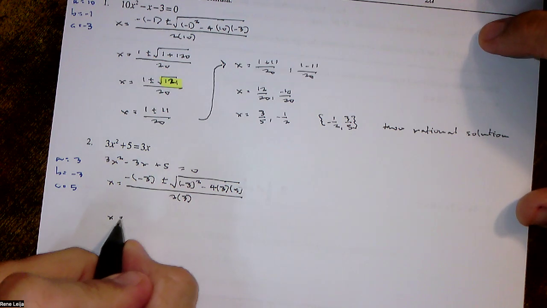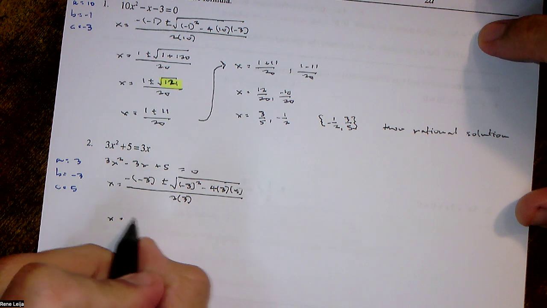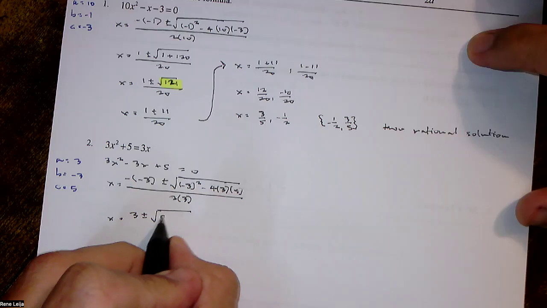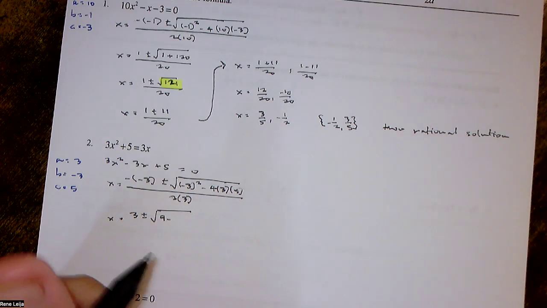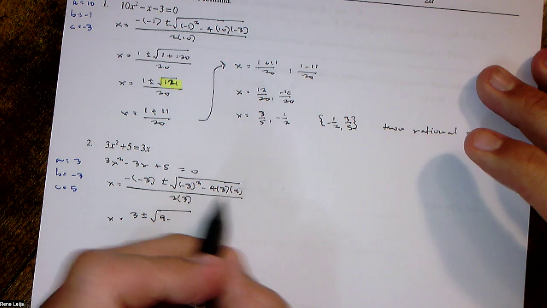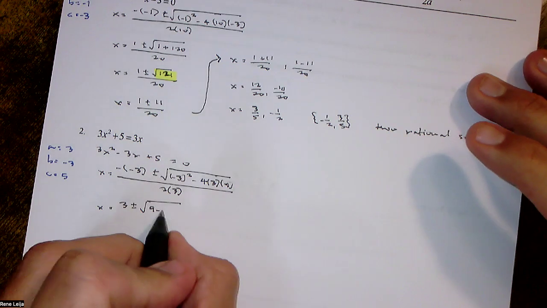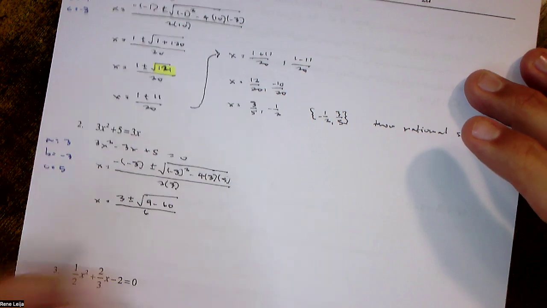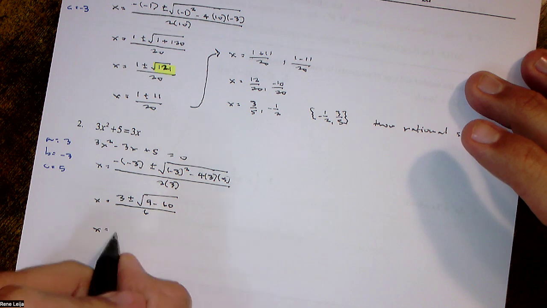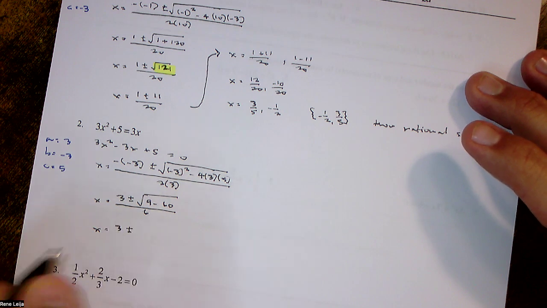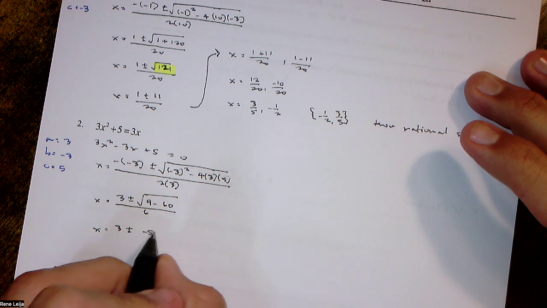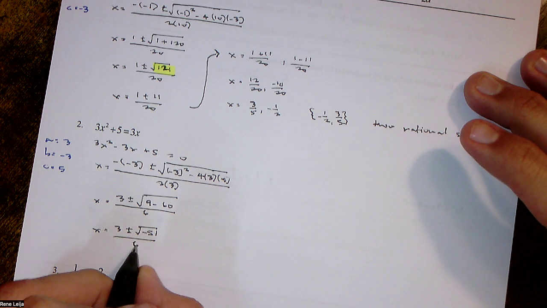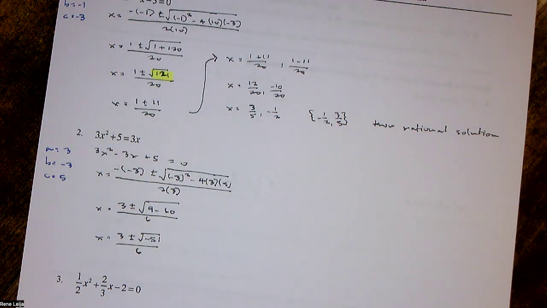All right. So now minus a negative 3, that's just a 3, plus or minus the square root. Well, this gives me a 9 minus, well, 4 times 5 is 20. 20 times 3 is 60, all over 6. Okay. So 3 plus or minus the square root of negative 51 over 6.